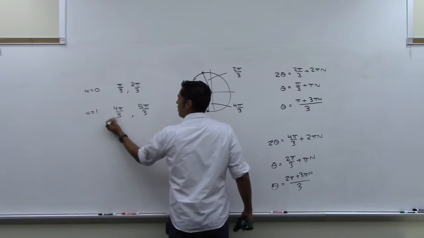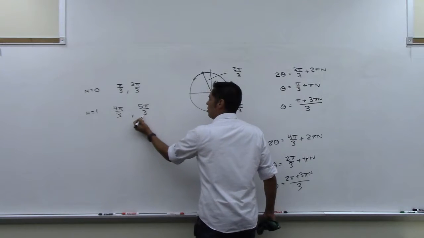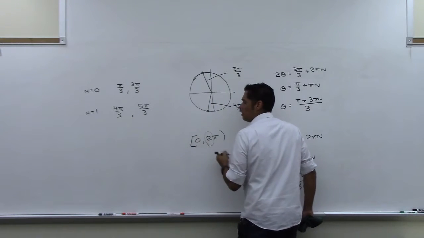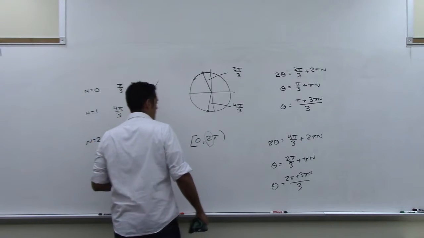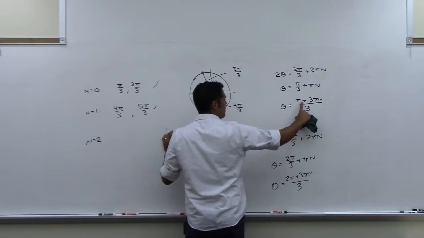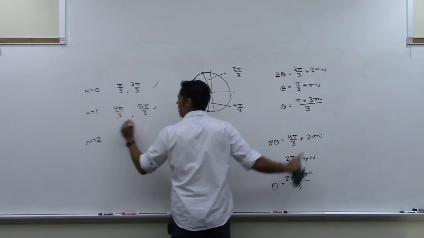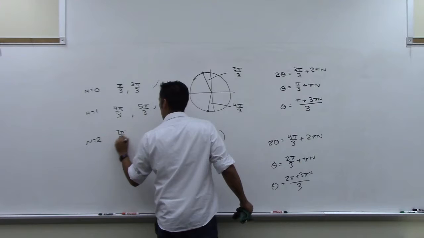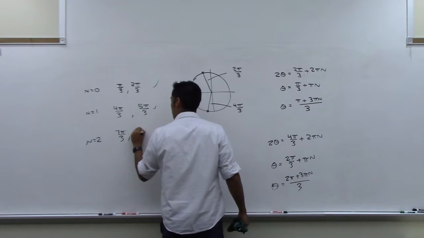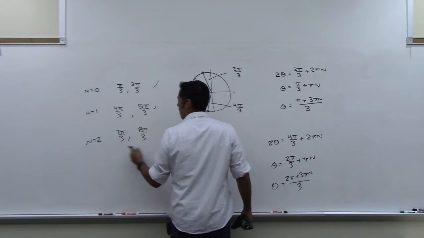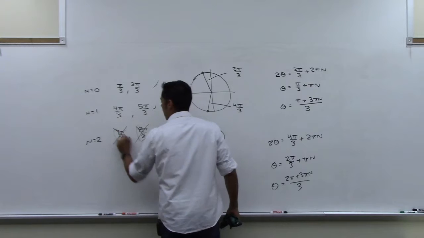And 4 over 3 is still less than 2, so that works. 5 over 3 is still less than 2, right? I'm comparing that coefficient. And so all those work. Let's let n be 2. If n is 2 in here, we get 6 pi and then plus a pi, that's 7 pi over 3. And if I let n be 2 here, we get 6 plus 2 pi, it's 8 pi over 3. 7 over 3 is bigger than 2, 8 over 3 is bigger than 2, so I'm going to stop.